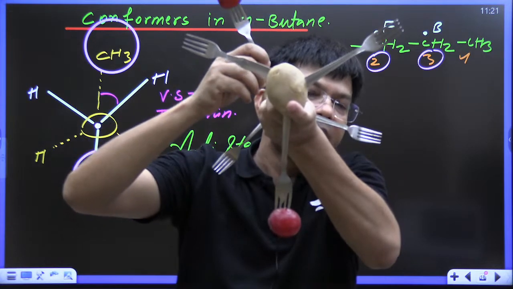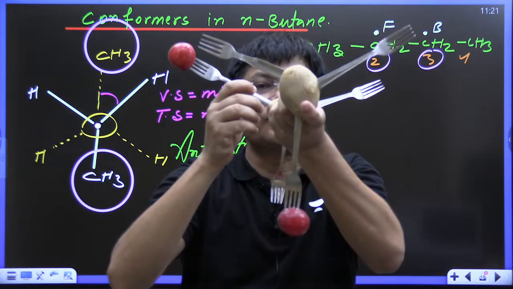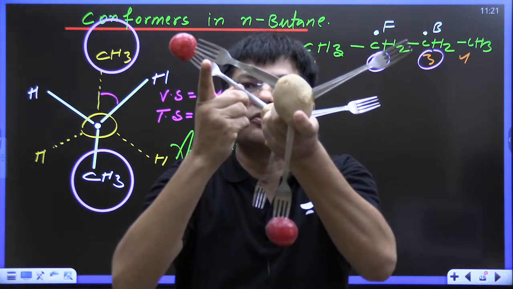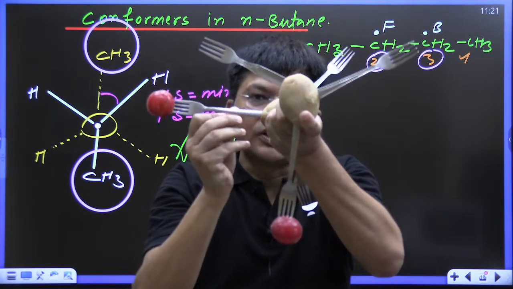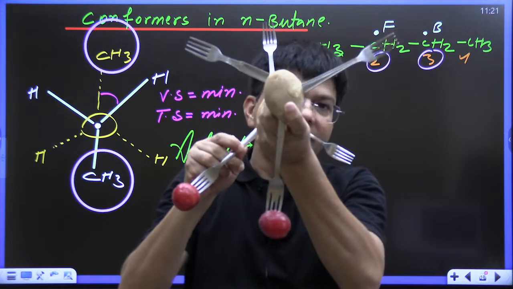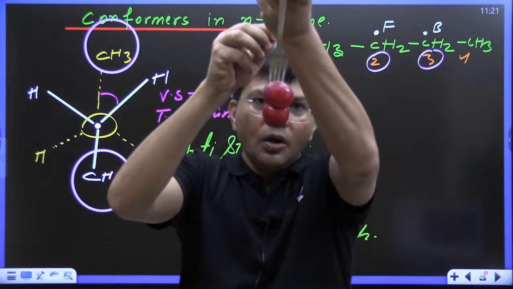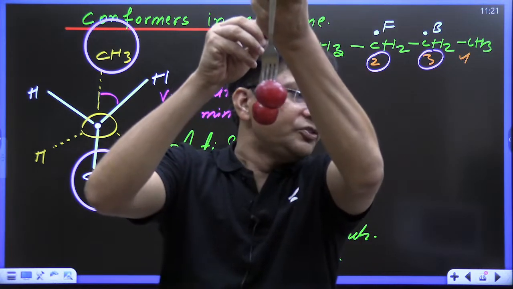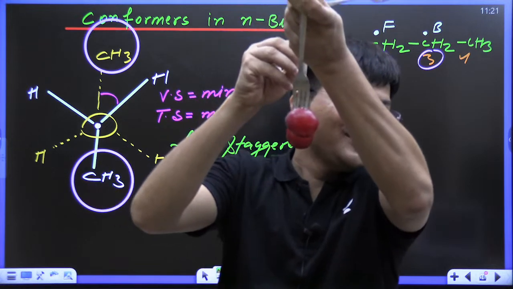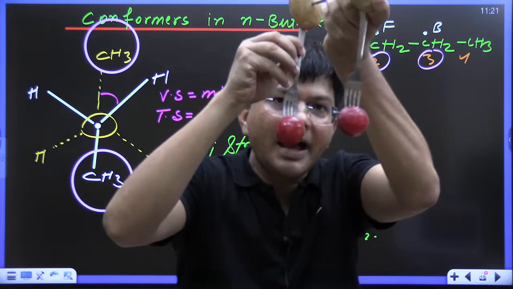Now, if I keep on rotating the back carbon, you can see this is eclipsed but not fully eclipsed. You can see the plum because this is methyl and the front one is hydrogen. Now I keep on rotating by 60 degrees. Now you can see the front plum is visible, but the back plum you can't see.